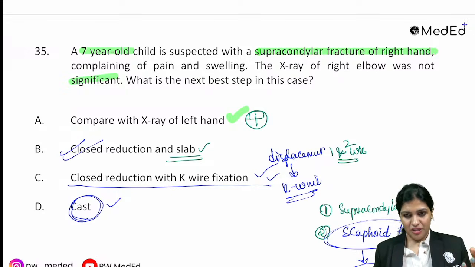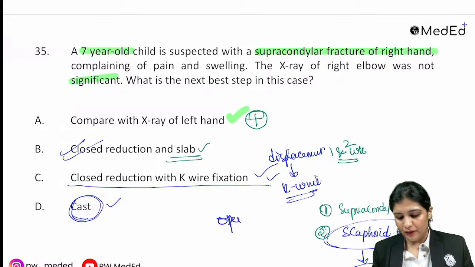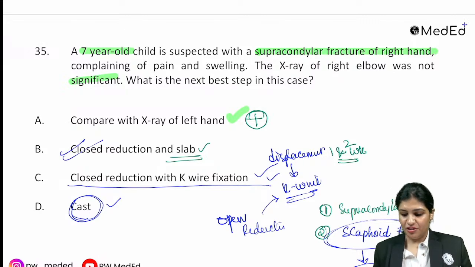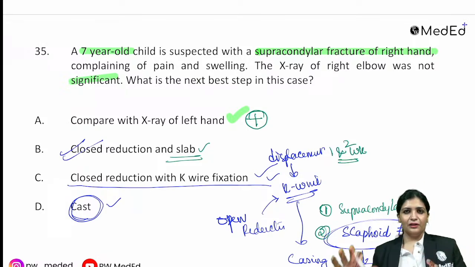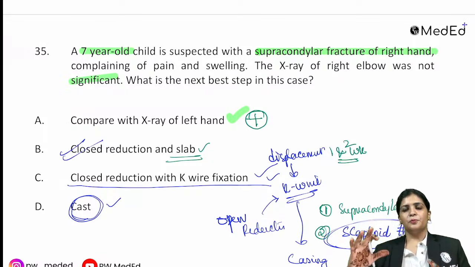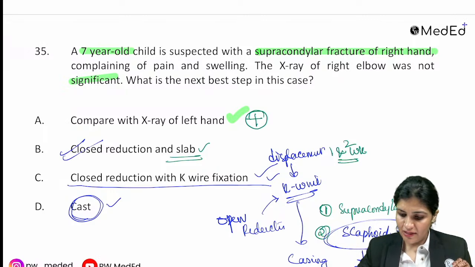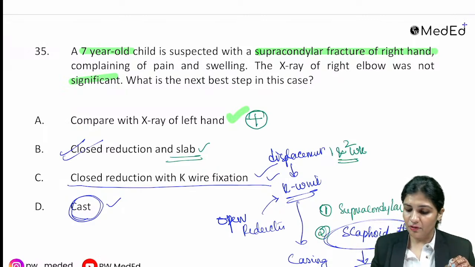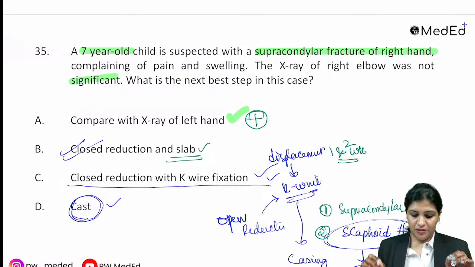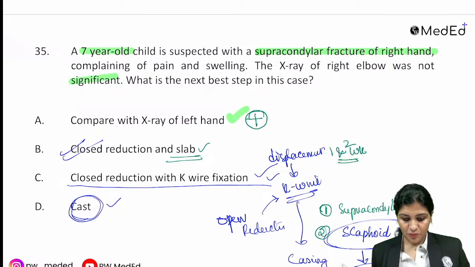Or if you see a gross displacement, then you go for an open reduction plus K-wire fixation. After K-wire, you go for casing. So this is how you treat a supracondylar fracture humerus, right? So we are talking about the supracondylar fracture humerus. Okay, so that is the answer for this question.